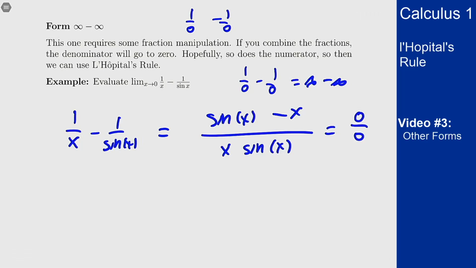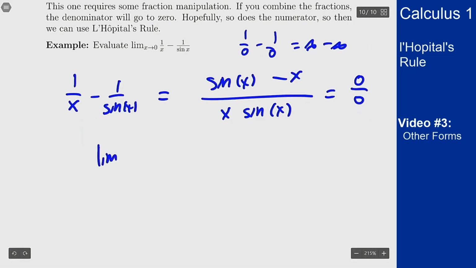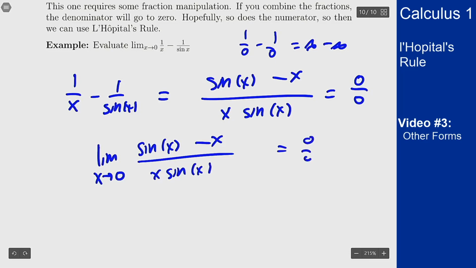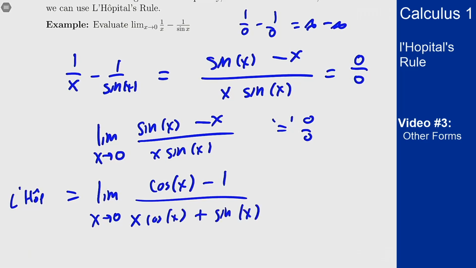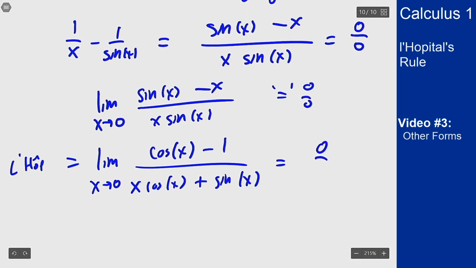So I can apply L'Hopital's rule to that expression, instead of the original one, and see where that gets me. So I'm looking at the limit as x goes to 0 of sine of x minus x over x sine of x. This is 0 over 0. I'm going to apply L'Hopital's rule, which gives me a limit as x goes to 0. The sine of x becomes a cosine of x. The x becomes a 1. And the bottom is a product rule, so x cosine of x plus sine of x. If I plug in 0 here, I get a 1 minus 1 on top, and a 0 plus 0 on the bottom. So this is again 0 over 0.